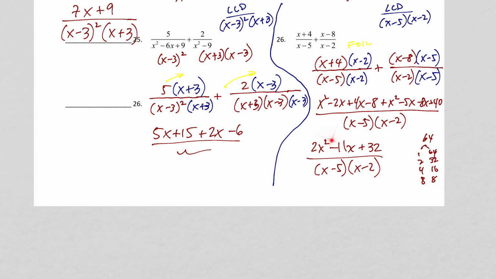I tried to factor this to see if there was anything I could factor so that I could cancel down here, and I can't. So I'm left with 2x squared minus 11x plus 32 over x minus 5 times x minus 2.